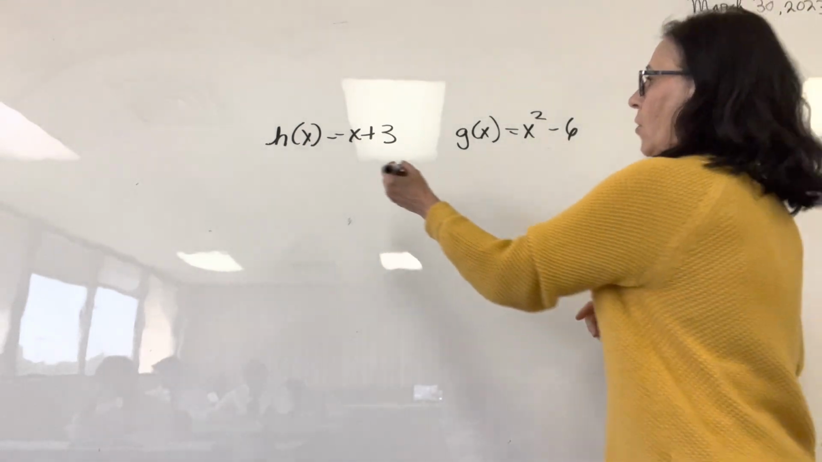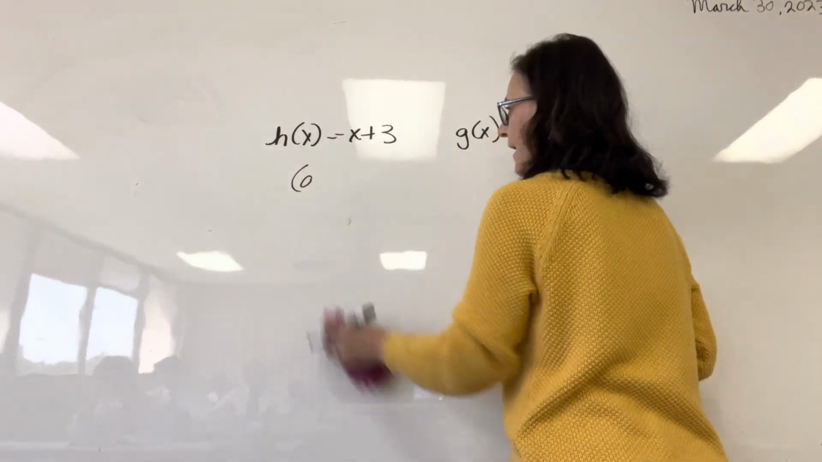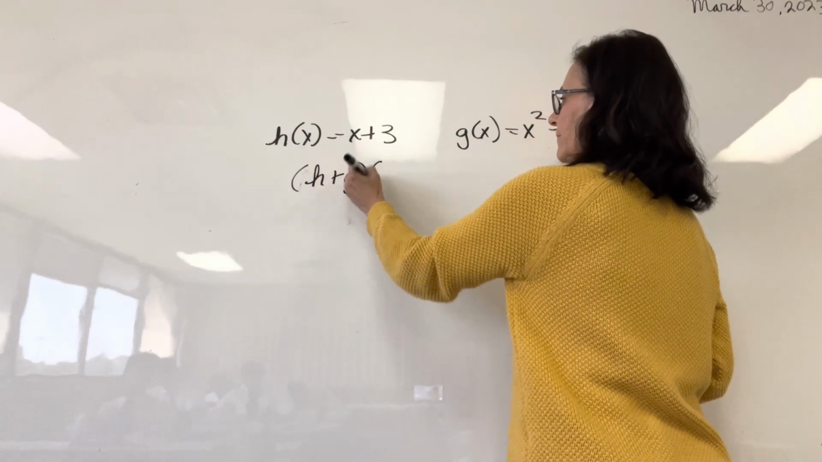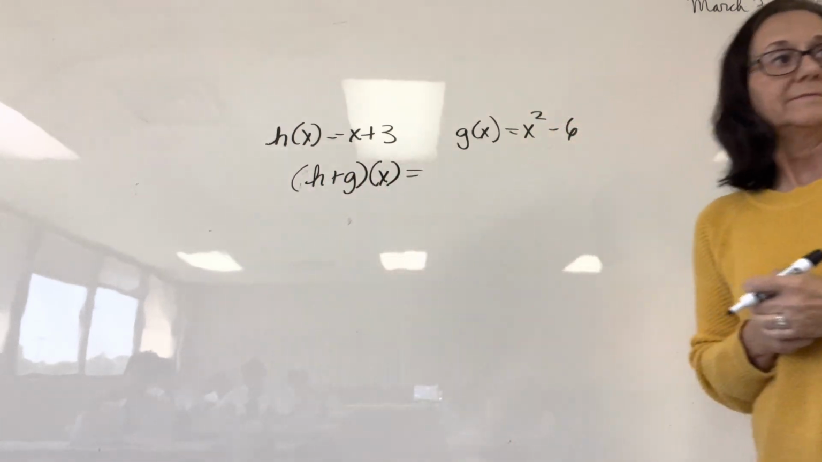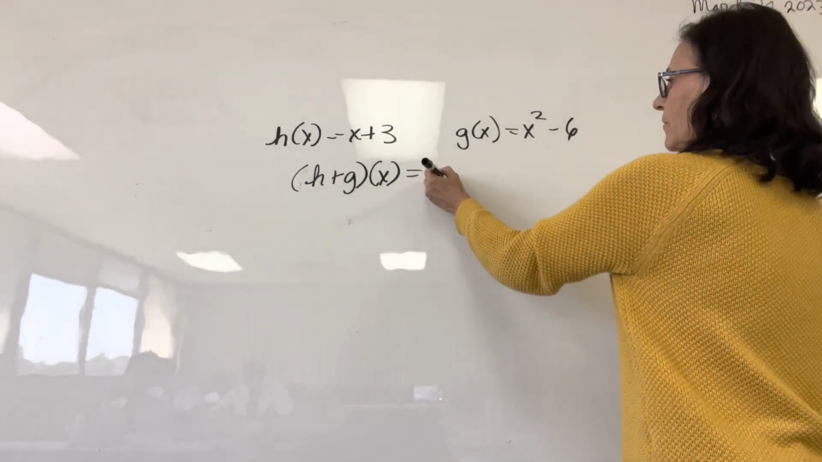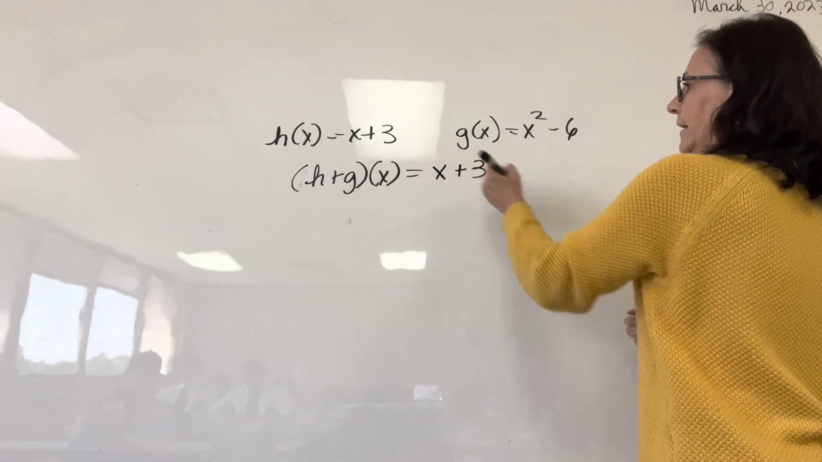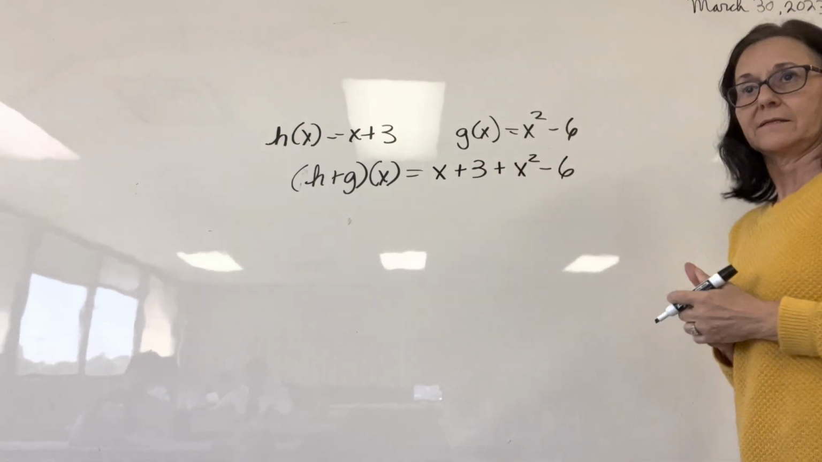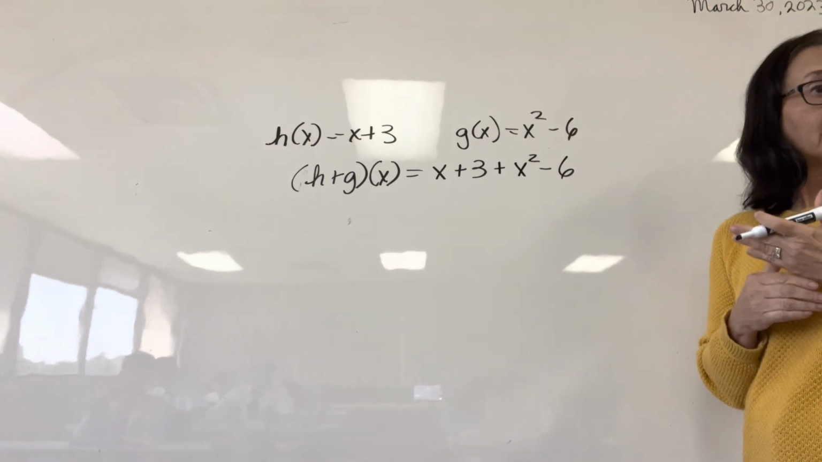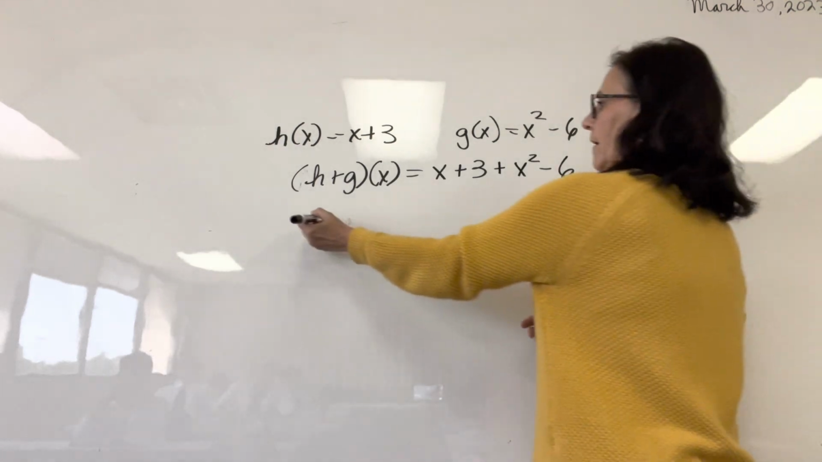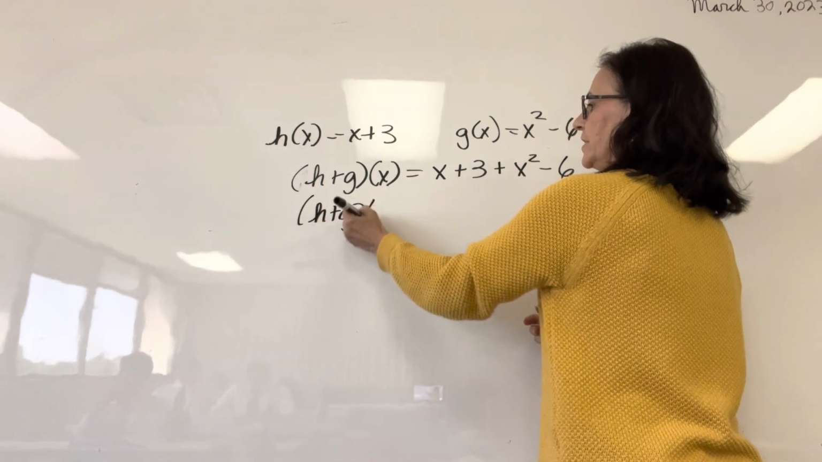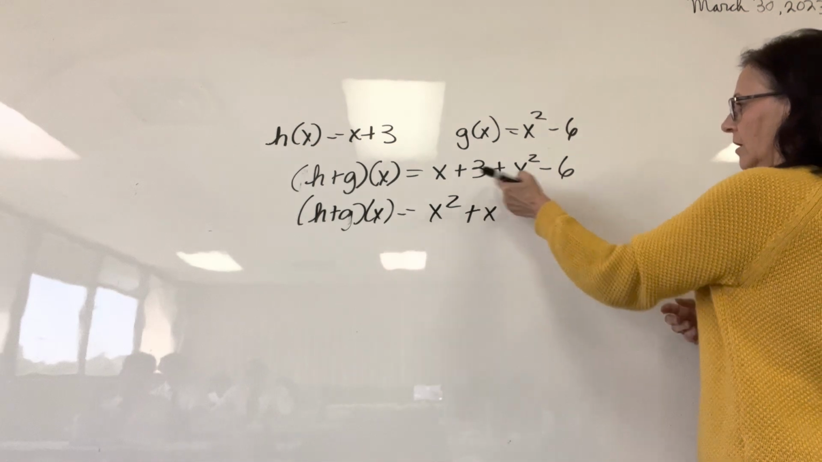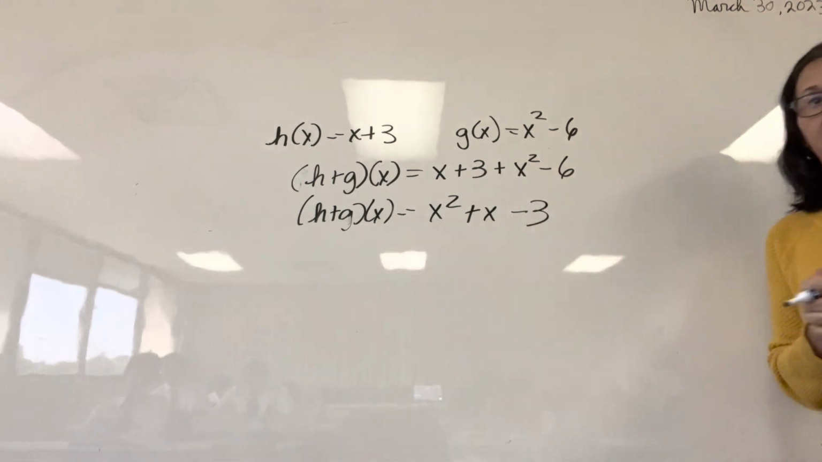Now it wants to know what h plus g of x equals. We're just going to add them. So it's x plus 3, that's h of x, and we're just going to add x squared minus 6. Now we're going to write it in proper form. So h plus g of x, we'll write our x squared first, then our x, and combine our constants. Final answer.